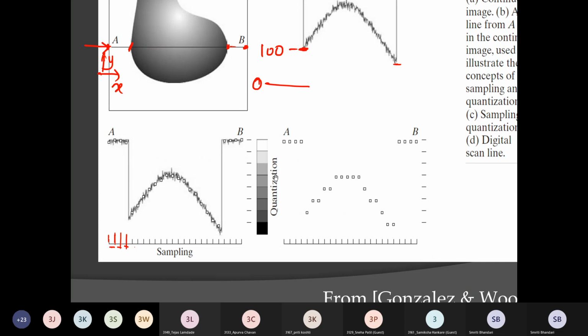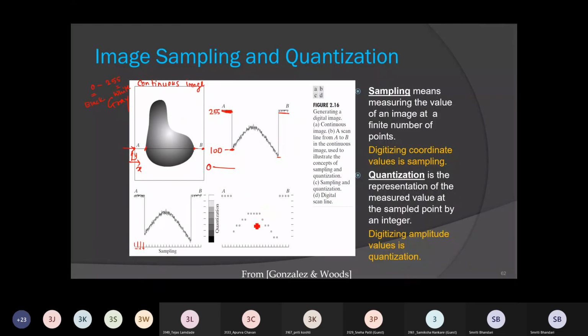And now, what is quantization? As I stated, how many grayscale values do we have? Yes, how many grayscale values do we have?